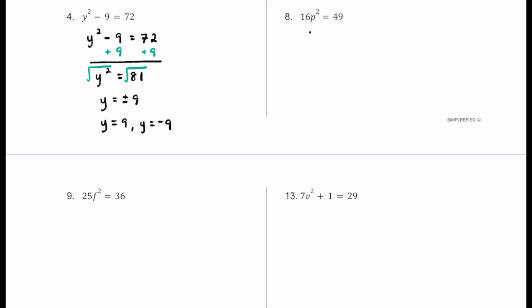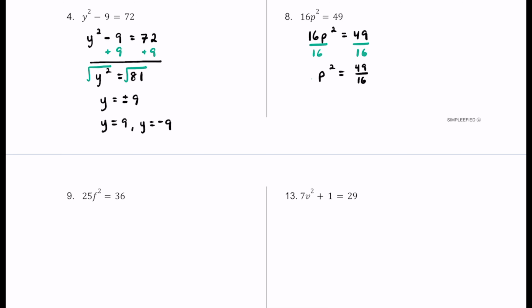For number 8, we have this equation of 16p squared is equal to 49. Okay, so what we're going to do is divide both sides by 16 using the division property of equality. And notice what's going to happen here. 16 won't go in evenly to 49. On the left side, we're just left with p squared. But on the right side, we're just going to leave this as a fraction and keep it as an improper fraction whenever you're doing these. Okay, don't turn it into a mixed number or anything.